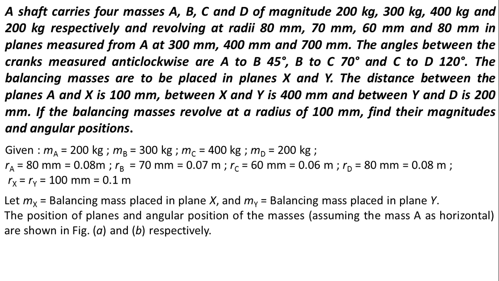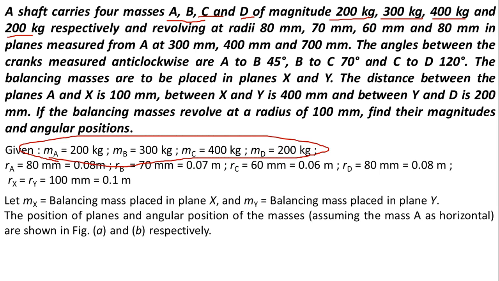So let us solve the problem now. The same procedure will apply. We will go slowly, one by one, and you can solve along with me so that you get more comfortable. I will read the question. A shaft carries 4 masses, A, B, C and D. A is 200 kg, B is 300 kg, C is 400 kg and D is 200 kg. So we have the given data here.